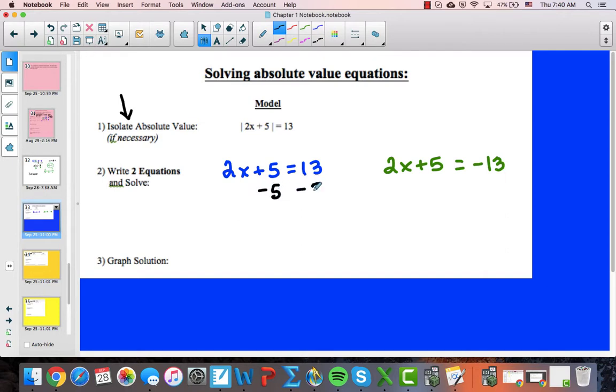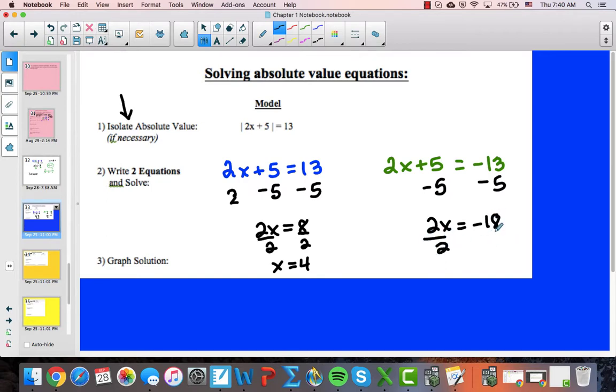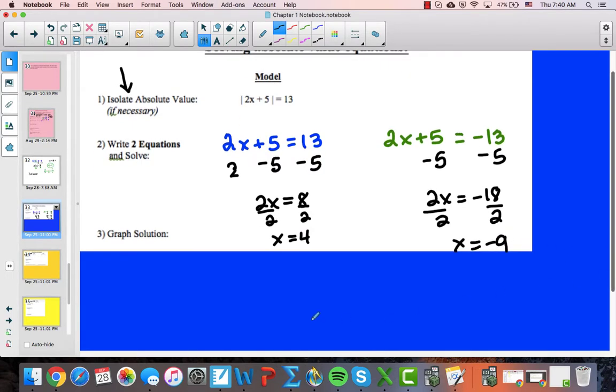We subtract 5 on both sides. So we're going to get 2x equals 8. And then we divide by 2. And so I know that x equals 4. So that is one of the solutions to this equation. Then I subtract 5 on this equation, and I get 2x equals -18, and then I divide by 2, and so I get x equals -9. All right, so that's telling me that both 4 and -9 are solutions. To graph that, it's just those numbers.